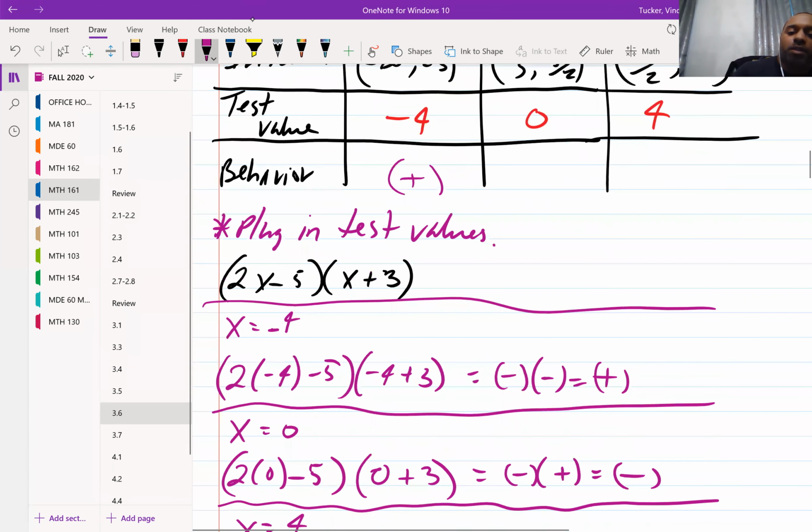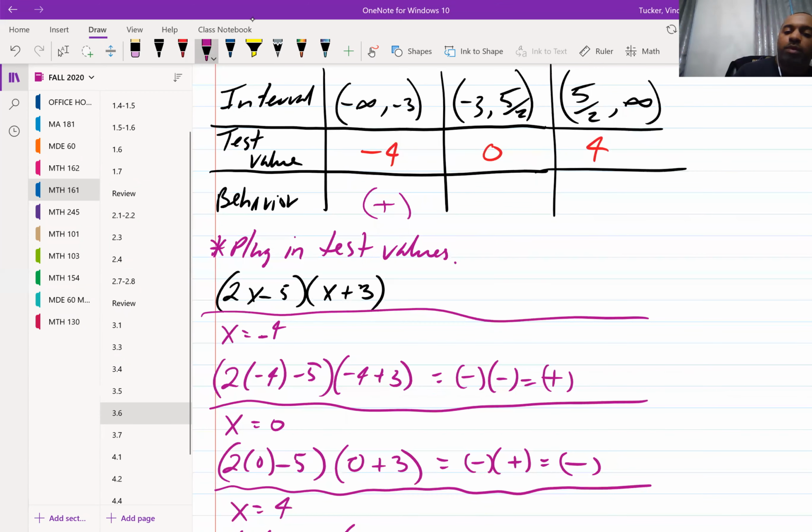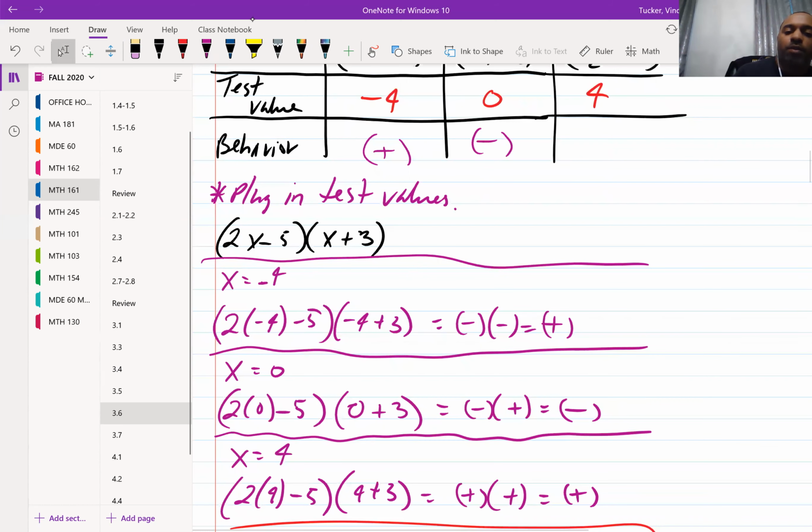Plug in 0. That'll be negative 5 times positive 3. So negative times positive, which would be a negative. And then plug in positive 4. Should get positive times positive, which is positive. All right. Make sure we're okay with what we got.